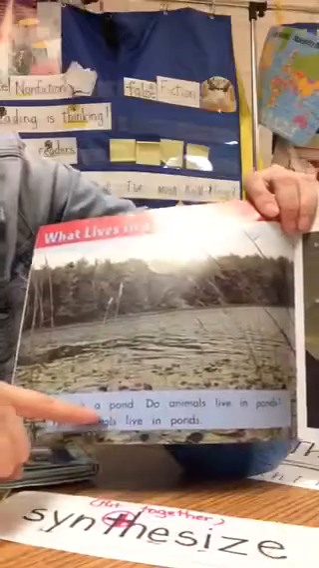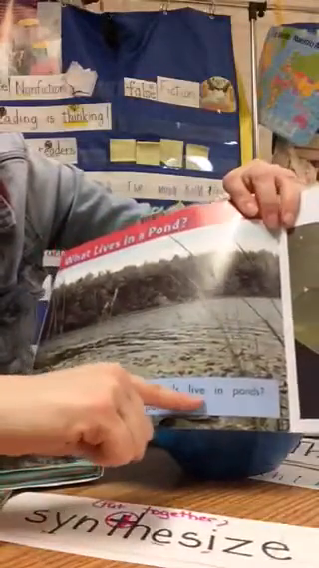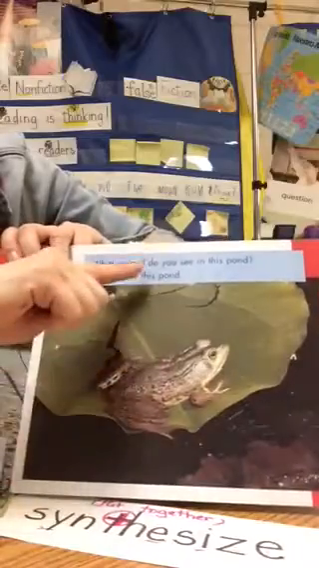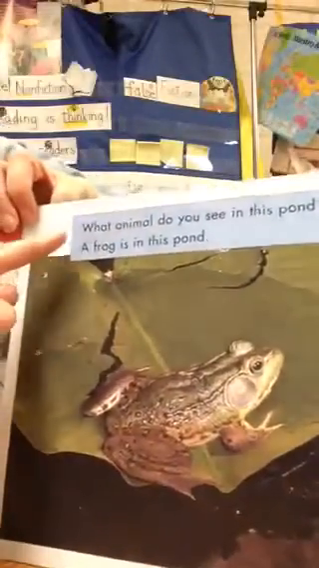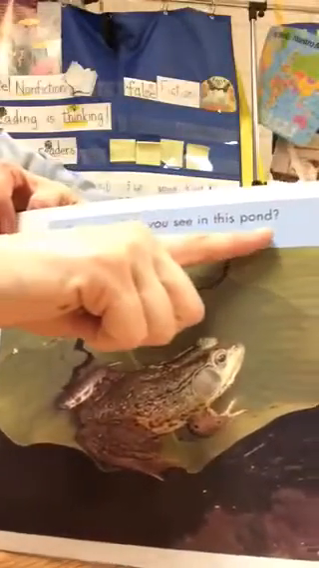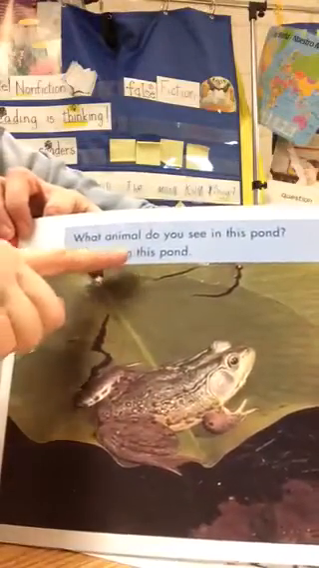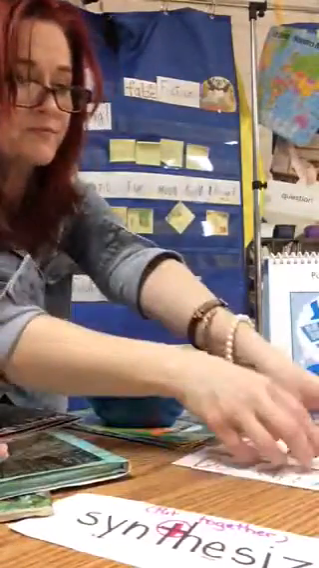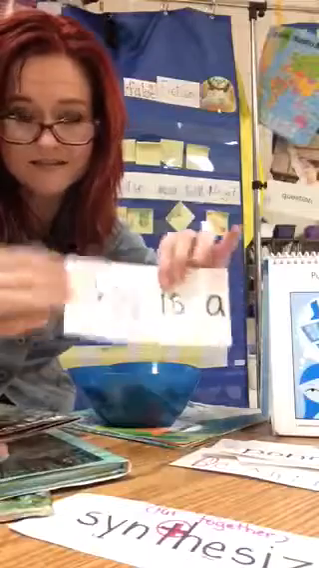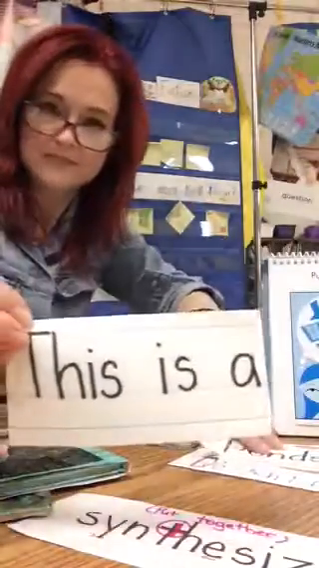Put on my glasses. This is a pond. Do animals live in ponds? Yes, animals live in ponds. Frog. Found the word frog. What animal do you see in this pond? A frog is in this pond. So, we thought about parts of sentences that will show up over and over in the book.